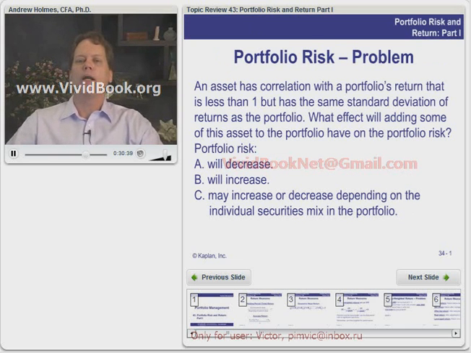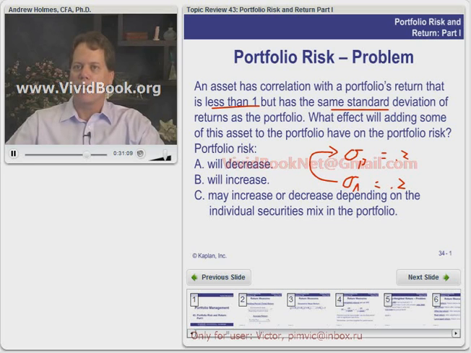Okay, let's look at a question real quickly. An asset has correlation with a portfolio's return that is less than 1, but has the same standard deviation. So the standard deviation for the portfolio and the standard deviation for the asset are both equal to, we're going to call it, 0.2. We're going to take some of A and add it to the portfolio. What's going to happen to the risk of the portfolio, even though they have the same standard deviation?